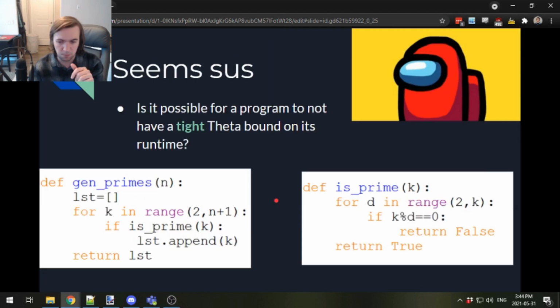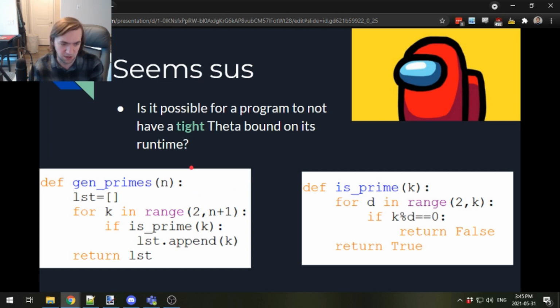Now, at this point, you're probably wondering, okay, it seems like almost every scenario we're looking at, our code has big O and big omega of the same thing, right? So is it really even possible for a program not to have a tight theta bound on its runtime? And there is an example of that.